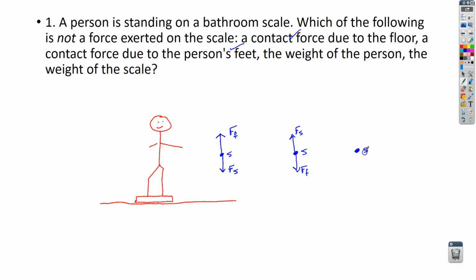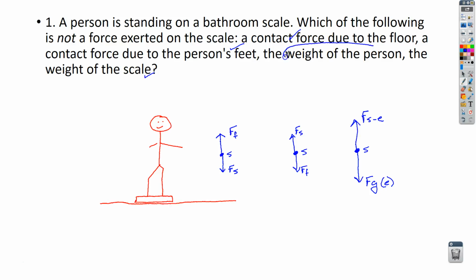Now we have the scale itself, and pulling down on that scale would be the force due to gravity, and that is from the Earth. So I'm going to put E here. That is the force of gravity pulling it down, and so the scale itself is also pulling up on the Earth. So this is the force of the scale on the Earth. It's not very big, of course, because the scale is so small compared to the Earth, but it is equal and opposite.